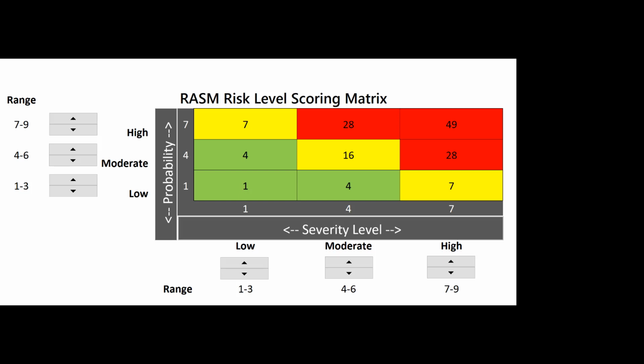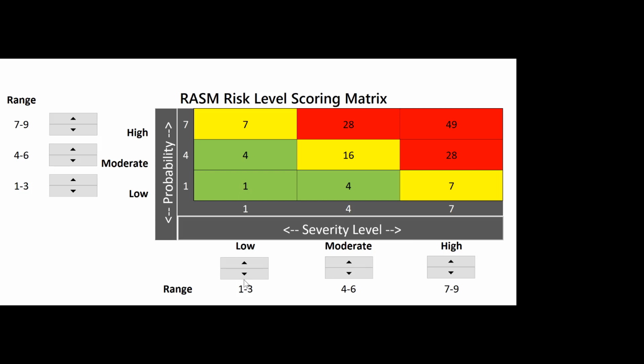Let's take a look at our sample risk level calculator. So this is a simple Excel spreadsheet. And what I've done is basically create some spinners down here along the bottom axis and along the side axis. And so across the bottom we have our severity level, and across the left axis we have probability. And we have 3 categories: low, moderate, and high. And within each one, there is a range.